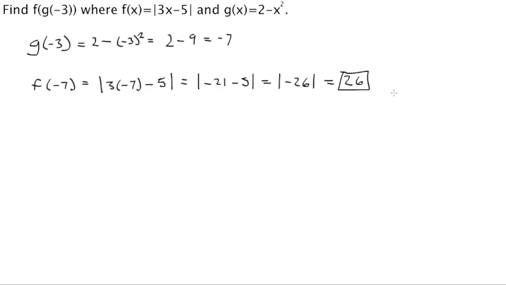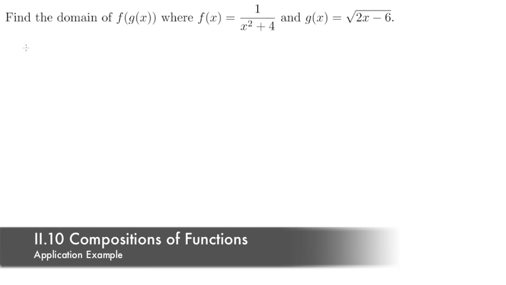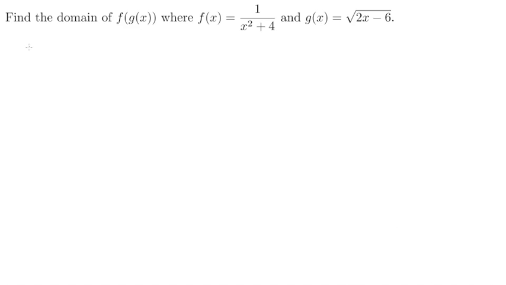Now the application problems are a little bit trickier. I won't say more difficult. They take a little bit more caution, a little bit more work. In the application problems, we're going to be looking at finding the domain of a composite function. So here's an example. We have two functions: f of x is 1 over x squared plus 4, and g of x is the square root of 2x minus 6. We're asked to find the domain of the composition f of g of x.